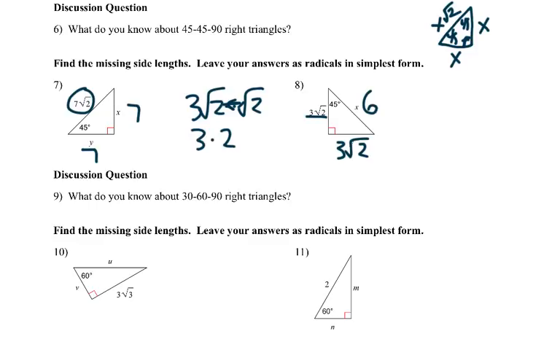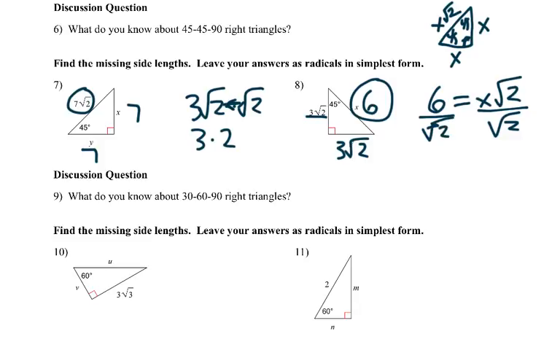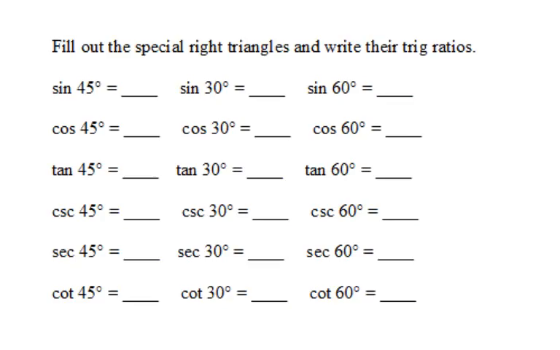Okay, now let's say we started out with 6. In order to figure out what that would be, we'd have to divide by the square root of 2 on both sides, and you'd end up getting back to this. Okay, now you're going to use these for this part.